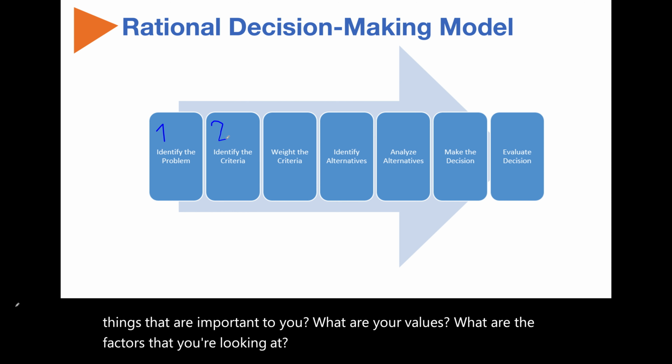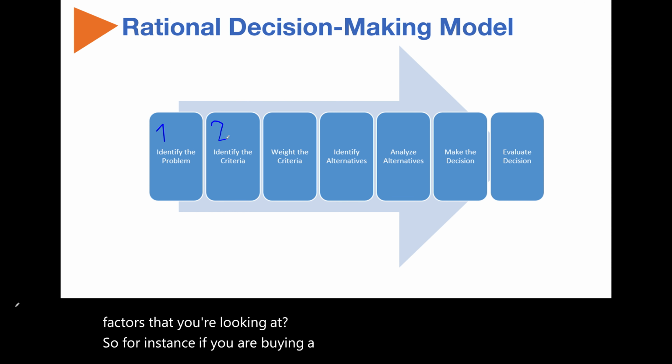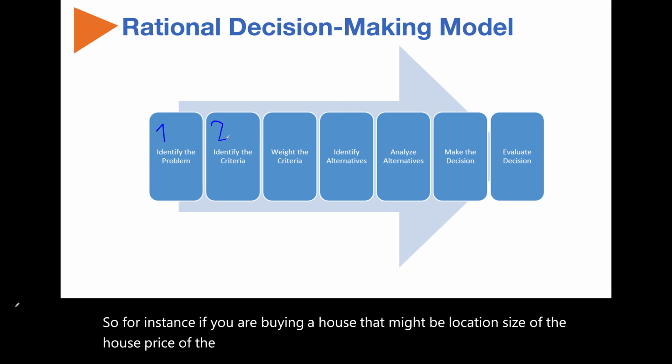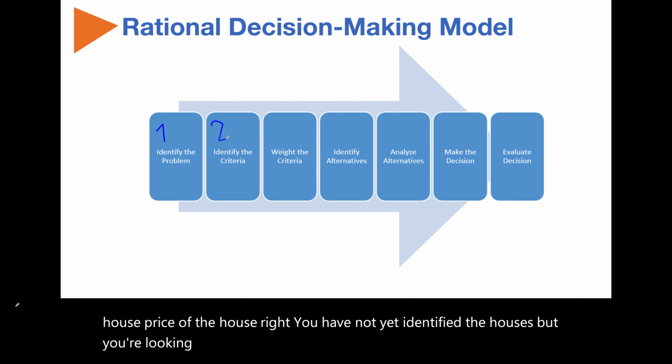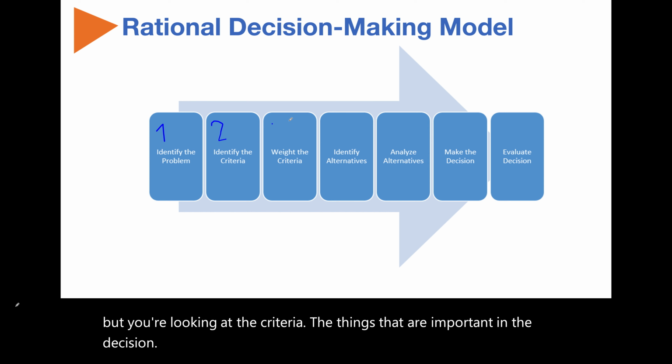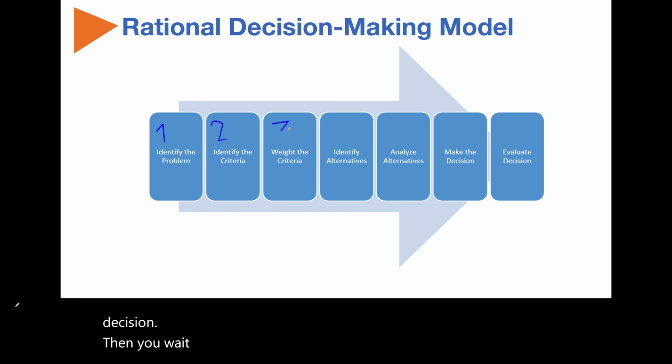So for instance, if you're buying a house, that might be location, size of the house, price of the house, right? You have not yet identified the houses, but you're looking at the criteria, the things that are important in the decision. Then you weight the criteria, meaning which of the criteria is most important.